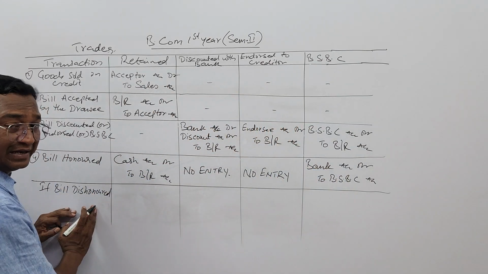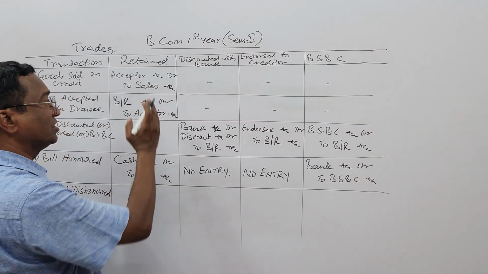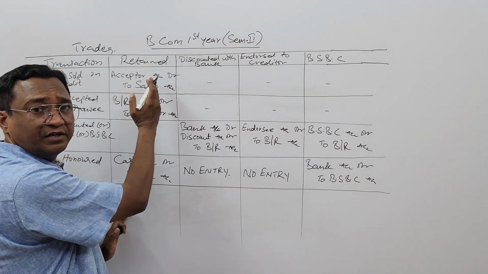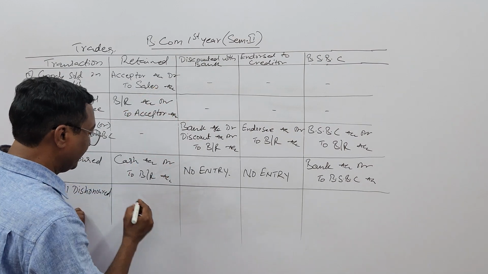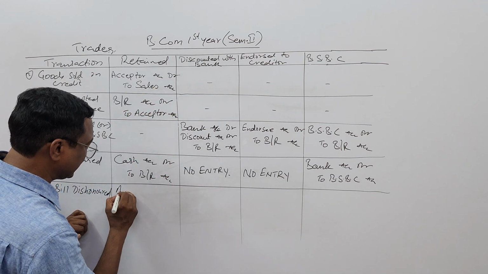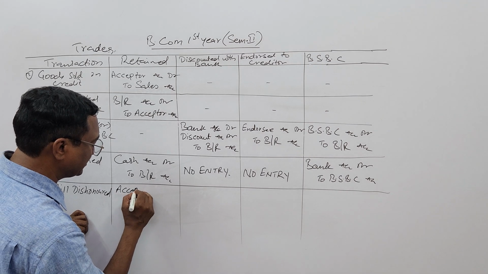So when a bill is dishonored, first situation, if the bill is with the trader, that is retained with him, and then it is dishonored after 2 months, when bill is dishonored, acceptor will be debited because he becomes a debtor again.